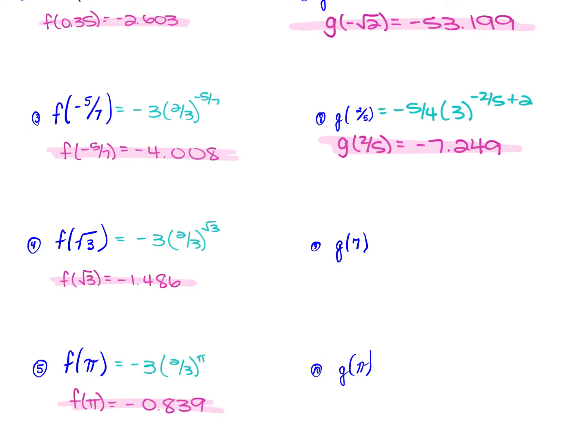For number 9, we have g of 7. So this is going to give us g of 7 is equal to negative 5 over 4 times 3 to the power of negative 7 plus 2, which is negative 5. So g of 7 is going to equal negative 0.005.